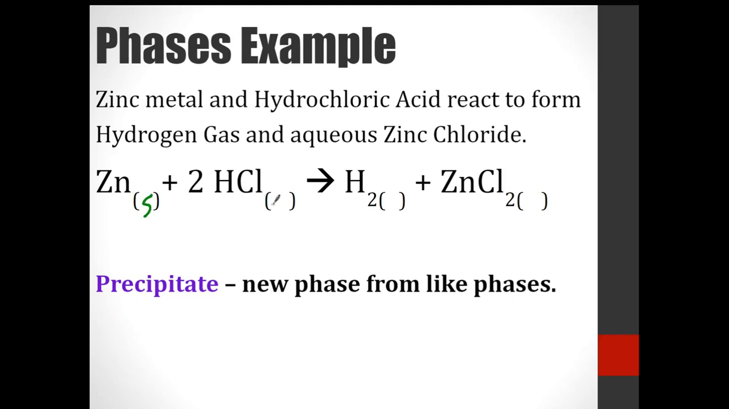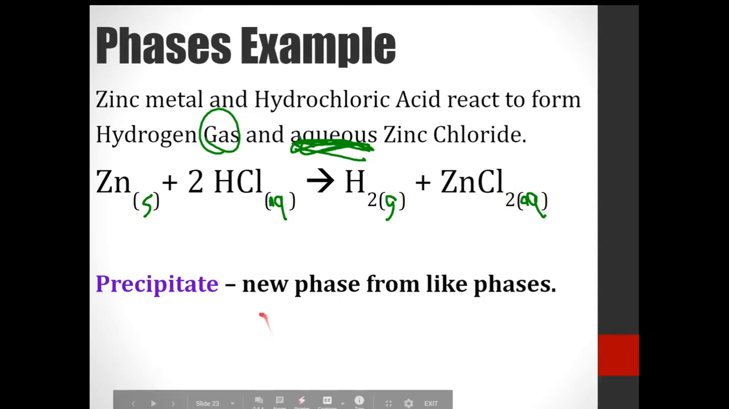Metals are going to be a solid. Acids are going to be aqueous. Hydrogen gas, it tells it to you right there, but you could have figured that out. And aqueous zinc chloride. So it's telling you that this one is aqueous. Normally, it would be a solid, but it's telling you it's aqueous. Then you need to watch out for a precipitate.